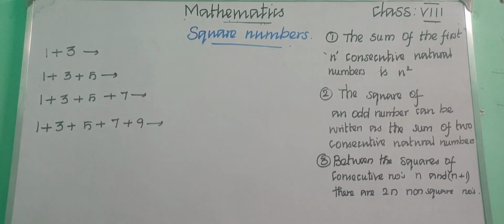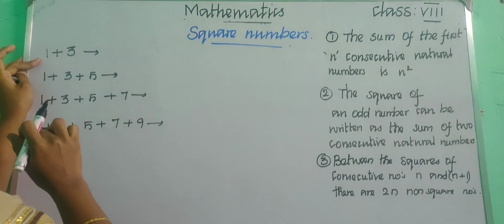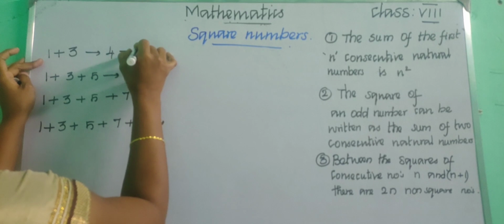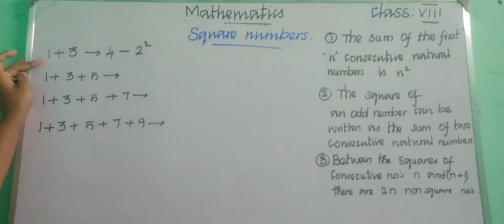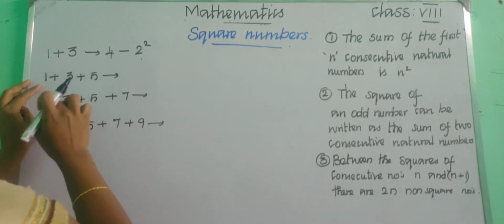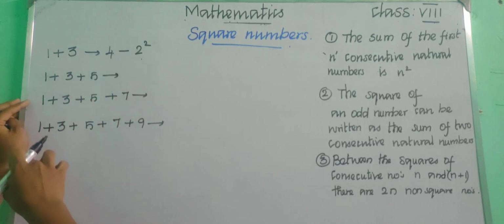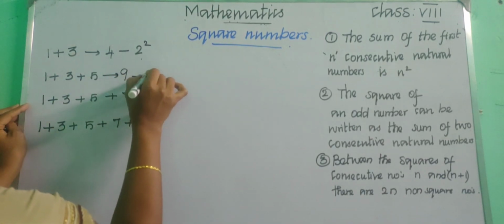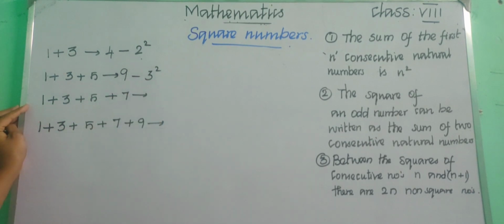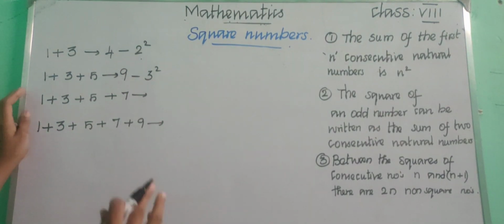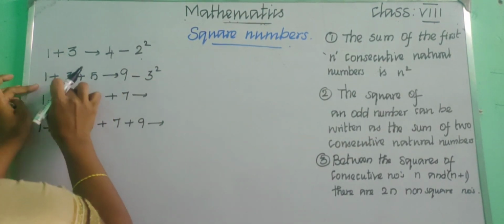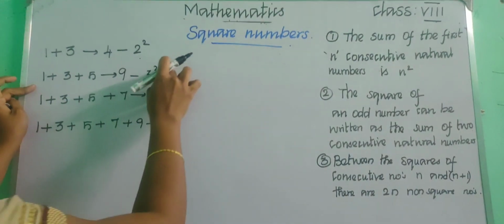Okay, children, so let us see. We are having 1 plus 3. It is a consecutive odd number, right? So if you add 1 plus 3, what will you get? 4. So we can write 2 squared, 2 squared equal to 4, right? And if it is 1 plus 3 plus 5, it is 9, right? So we can write 3 squared. Simply see, we are having 3 digits, 1, 2, 3, so we can write 3 squared directly.